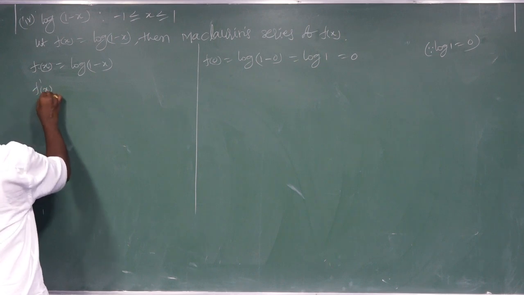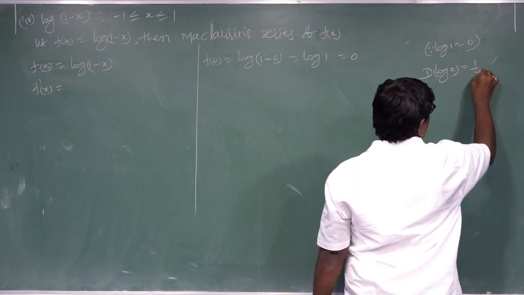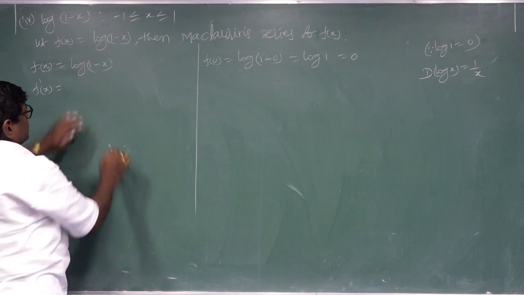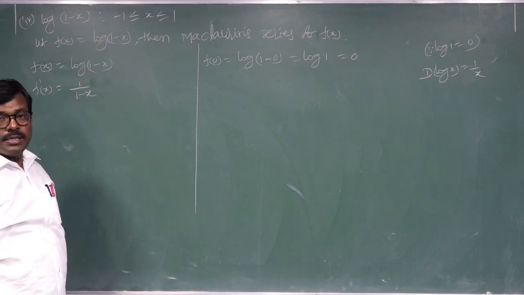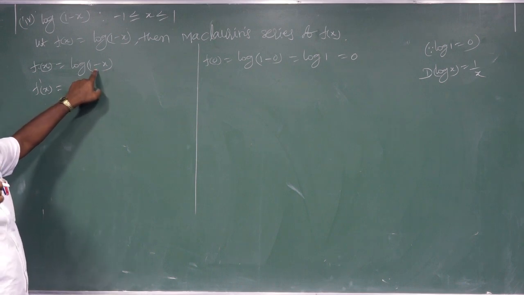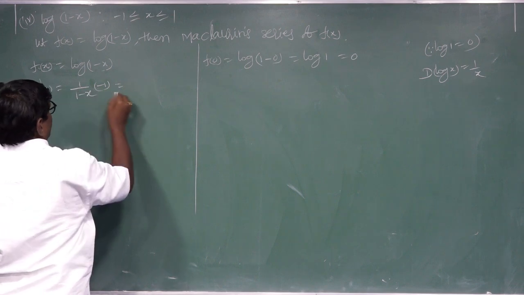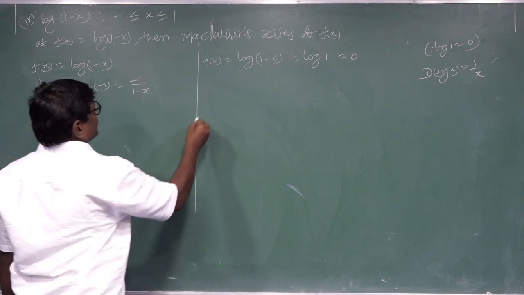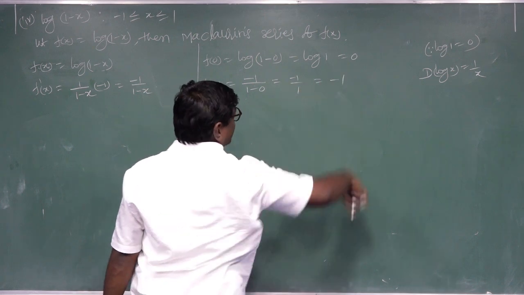Next, f'(x) is the derivative of log(1 - x). The derivative of log x is 1/x, so the derivative of log(1 - x) is 1/(1 - x) times the inner derivative. The inner derivative of 1 - x: the derivative of 1 is 0 and of -x is -1, so it is -1. Therefore f'(x) = -1/(1 - x). Then f'(0) = -1/(1 - 0) = -1/1 = -1.